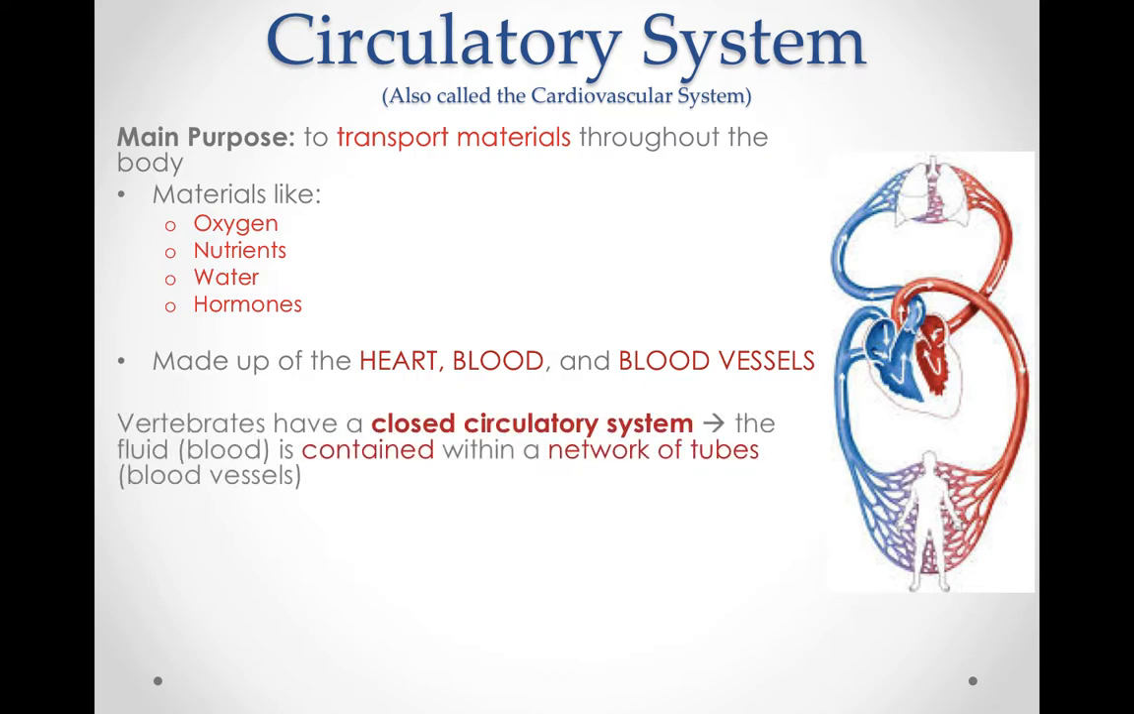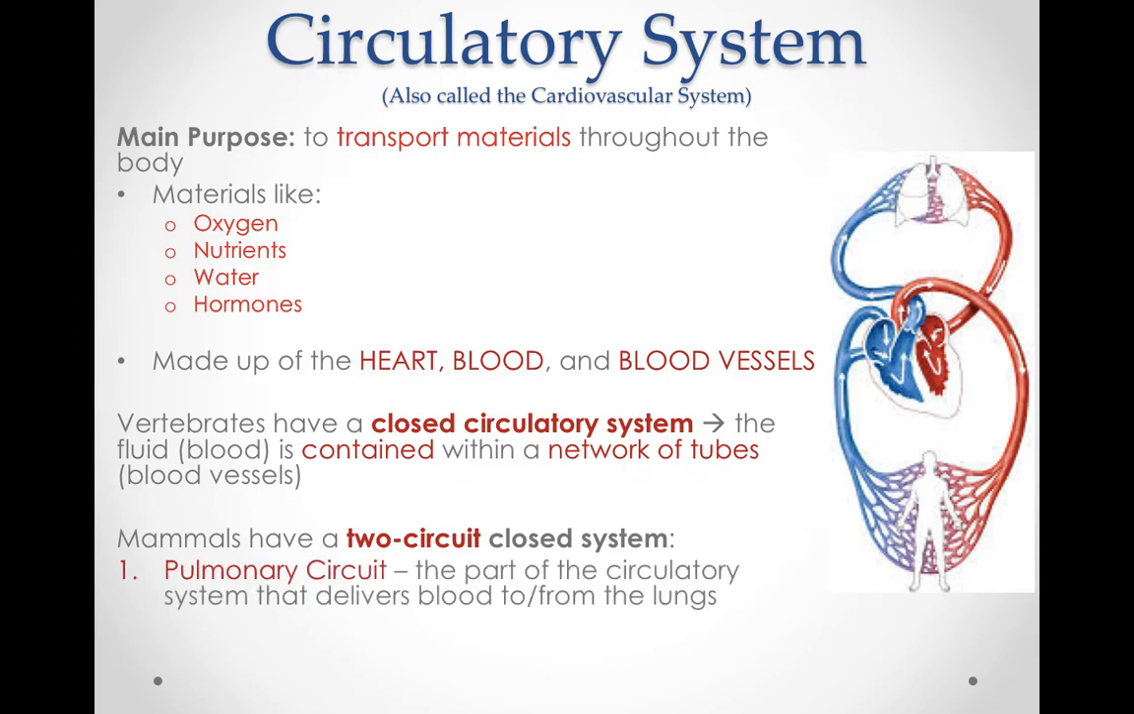Now, vertebrates have something called a closed circulatory system, and that just means that the fluid, the blood, is contained within a network of tubes. So it's not just able to flow wherever it wants around the body, it is contained in our blood vessels. More specifically, mammals have a two-circuit closed system. The first circuit is the pulmonary circuit, and that is the part of the circulatory system that delivers blood to and from the lungs.